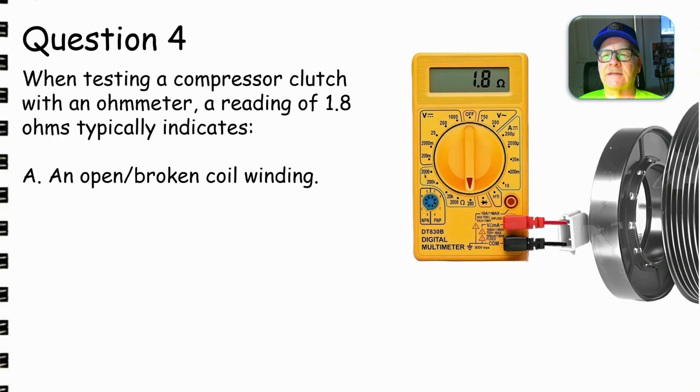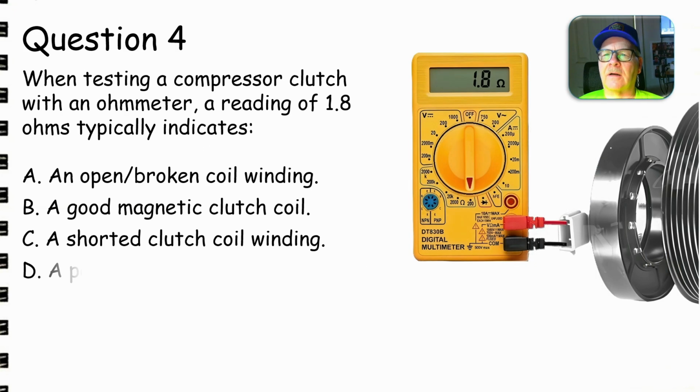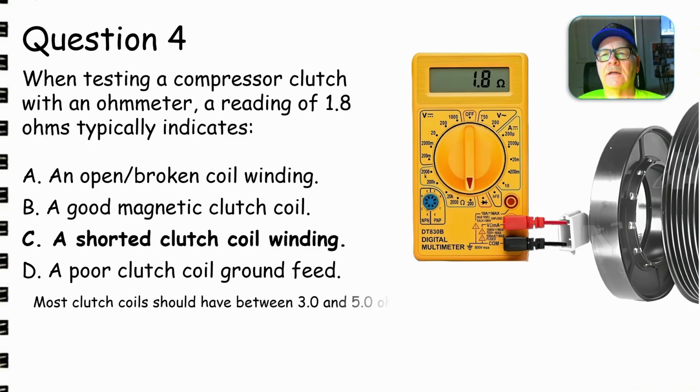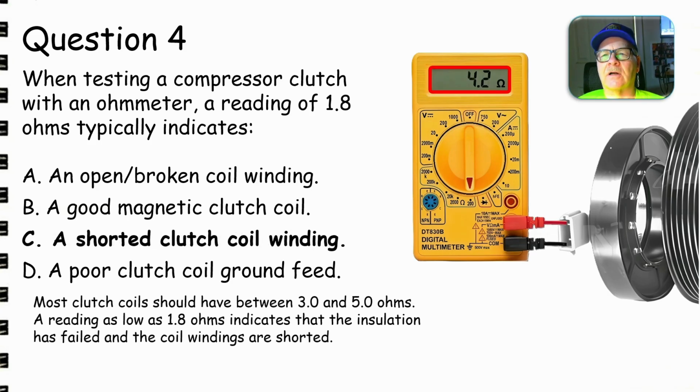Question 4, when testing a compressor clutch with an ohm meter, a reading of 1.8 ohms generally indicates A, a broken coil winding, B, a good magnetic clutch coil, C, a shorted clutch coil winding, or D, a poor clutch coil ground feed. Okay, watch this meter reading change here. When testing the compressor clutch, if you see 1.8 ohms, you got a shorted clutch coil winding. You're supposed to have between 3 and 5 ohms.